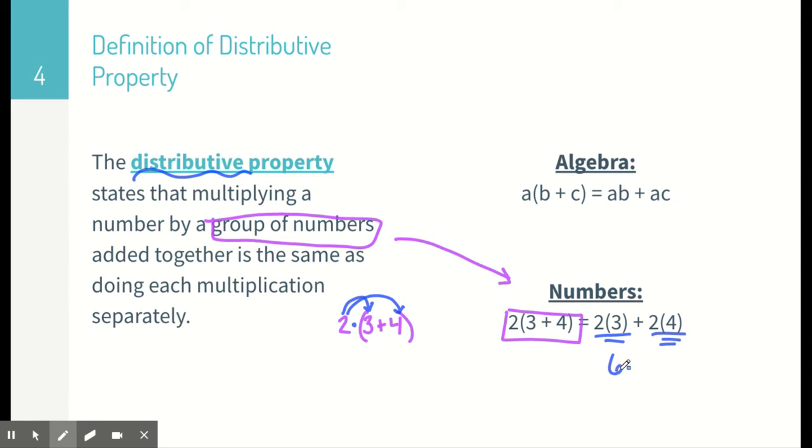2 times 3 is 6. 2 times 4 is 8. And here we are again at combining like terms because 6 and 8 are both constants. So when you add those together, you get 14.